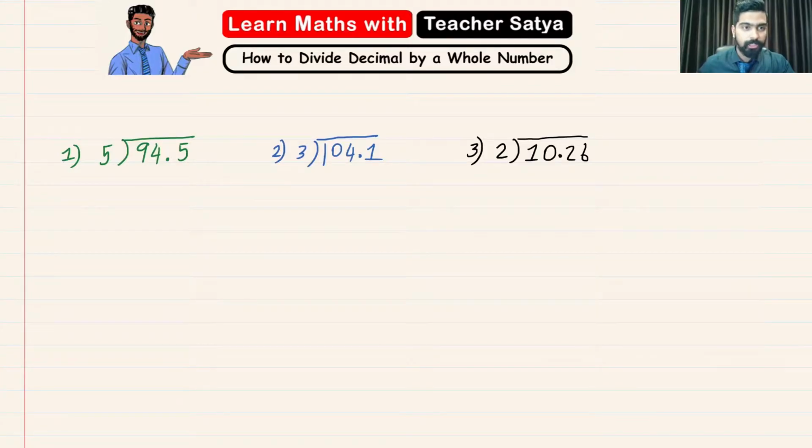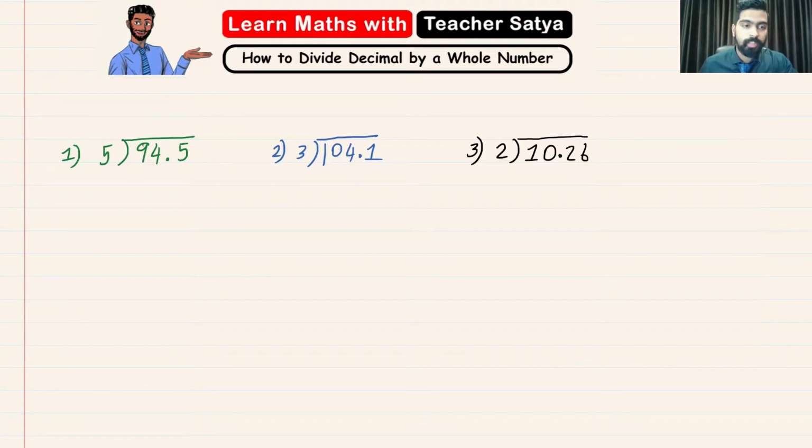Alright, so question number 1, what we have is 94.5 divided by 5. Alright guys, so when we divide decimals by a whole number, every step is the same except the decimal part. Now let's go ahead and start solving this.